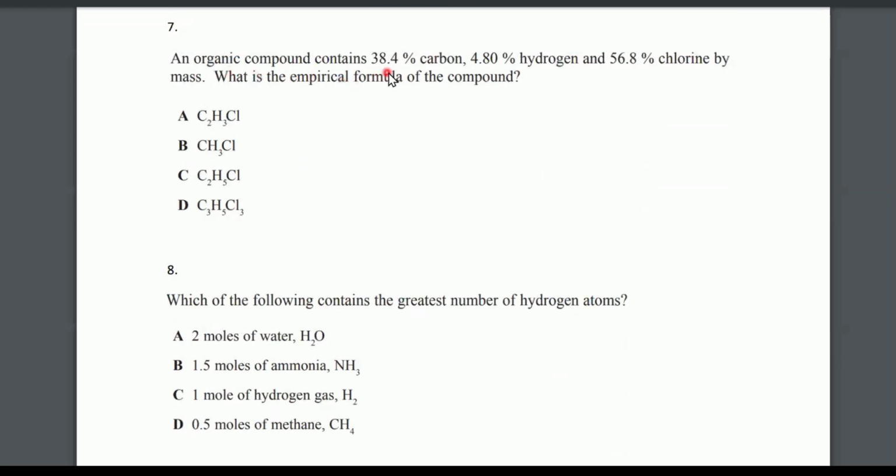Okay, let's go. Question 7. An organic compound contains 38.4% carbon, 4.8% hydrogen, and 56.8% chlorine by mass. What is the empirical formula of the compound?